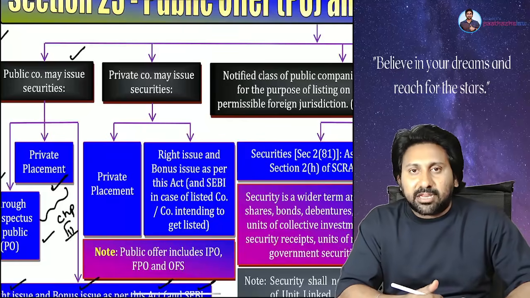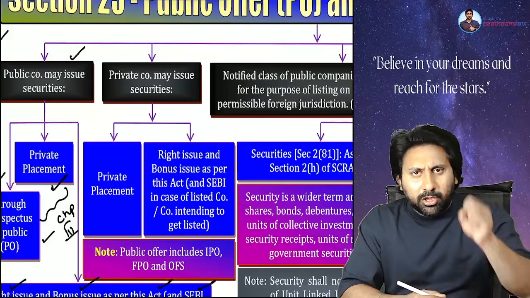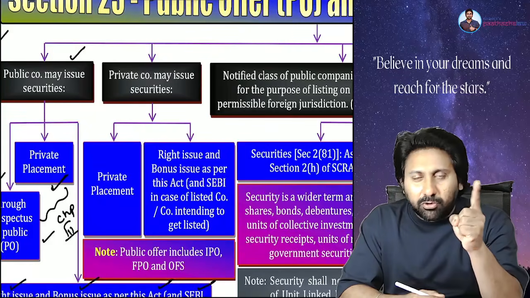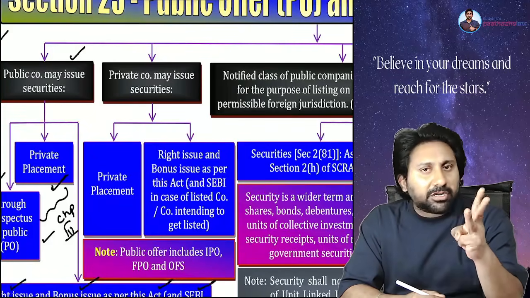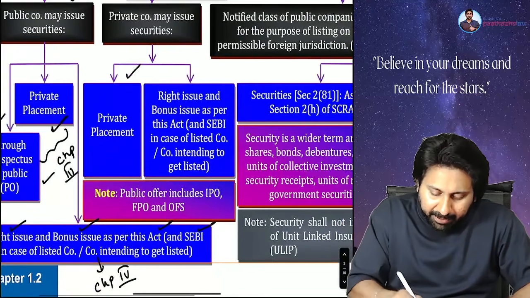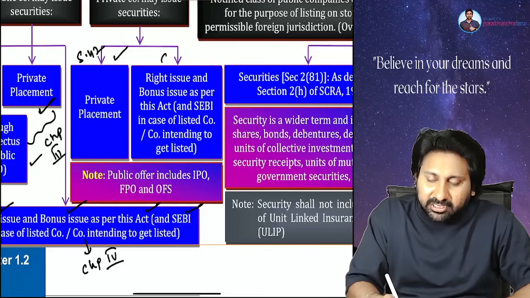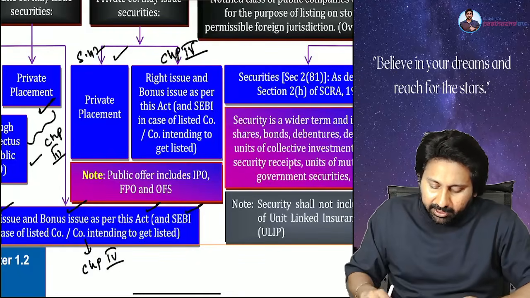Question arises: sir, my company is not a public company. My company is a private company. Then what can I do? You can go for private placement. You can go for rights offer. You can go for bonus offer. Answer over. A private company may issue securities by private placement under section 42, or rights issue and bonus issue under chapter number 4, share capital.